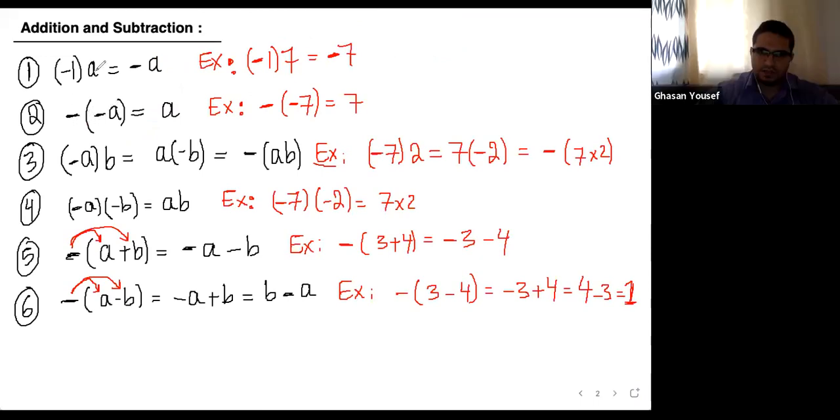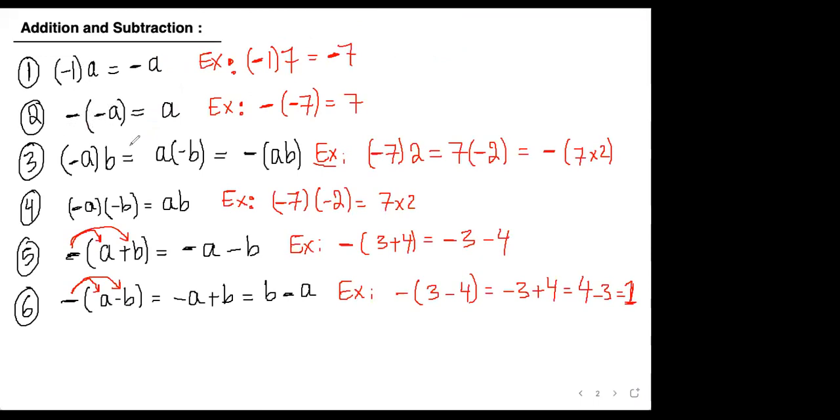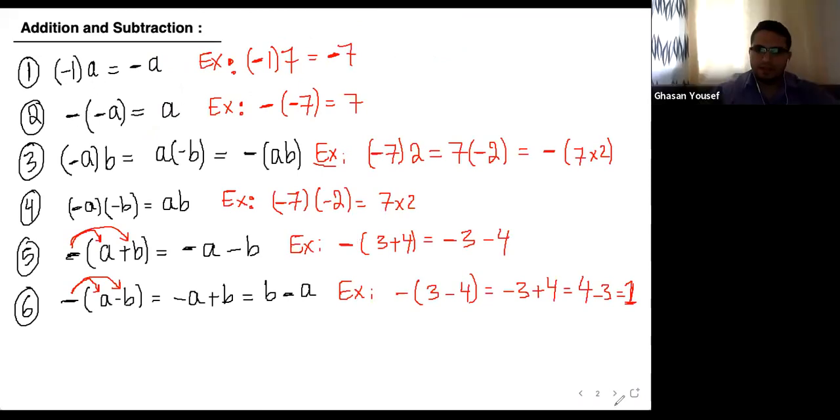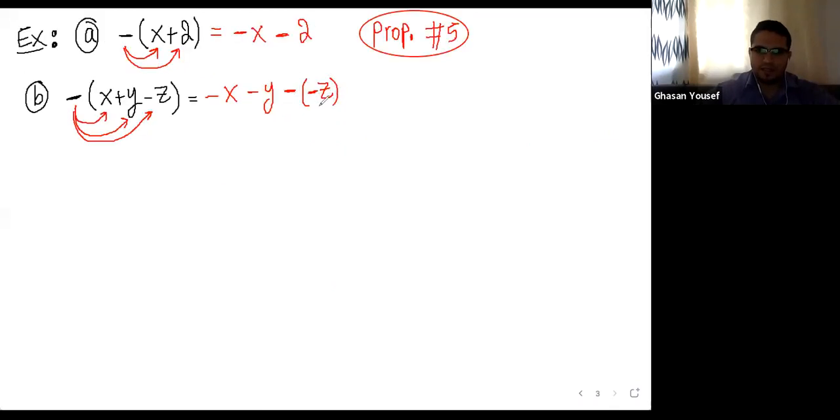Look at number 2: minus minus a equals a. So the same thing here, minus minus. We have to use property number 2 here, and here we have to use property number 5. So the answer, after simplifying and using property number 2, I get minus x minus y plus z. Okay? Make sense?